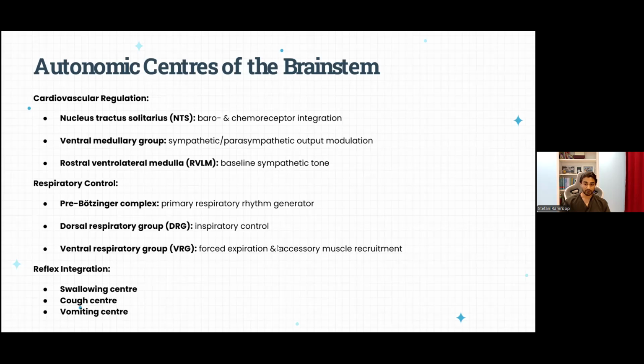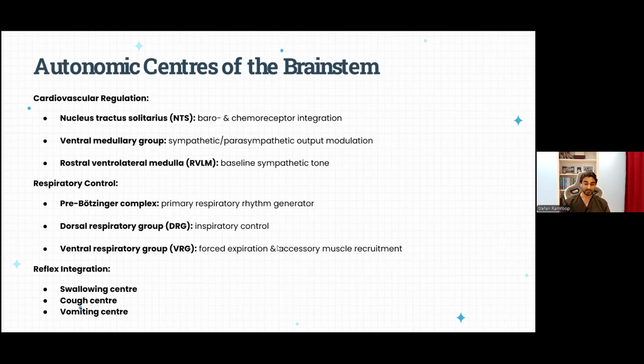Then you have your respiratory control centers, which form a coordinated network. So again, the pre-Bötzinger complex, located in the ventrolateral medulla, is the primary generator of respiratory rhythm. And then you have your dorsal and ventral respiratory groups. So the dorsal respiratory group in the nucleus of the solitary tract coordinates inspiration, while the ventral respiratory group contributes to forced expiration and accessory muscle recruitment. So lesions affecting these centers will produce irregular or agonal breathing patterns, as well as central hypoventilation.